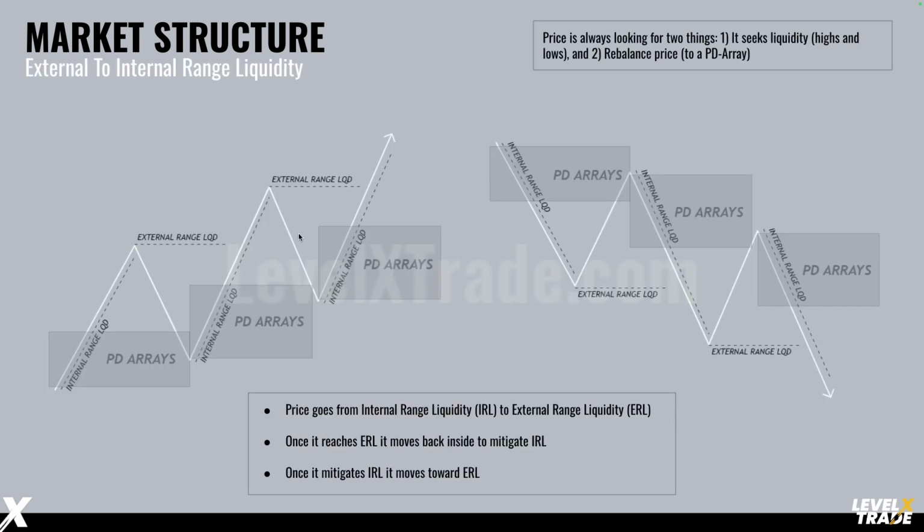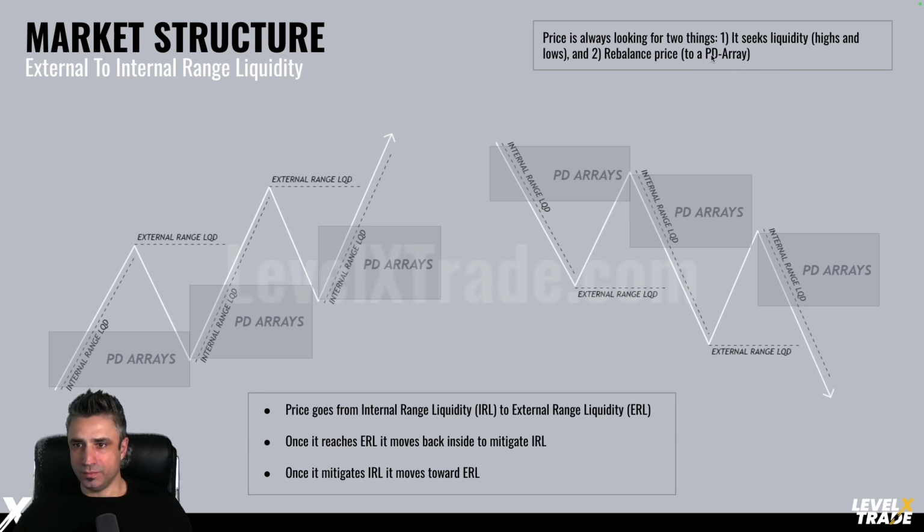Okay, the next step for market structure to understand is that price is always looking for two things. The first one is seeking liquidity, which is highs and lows. The liquidity is sitting at the very top or low, or to rebalance price to a PD array. And PD array, we're going to touch on that in a different video, but basically it's premium discount array. And we're going to talk about what the PD arrays are.